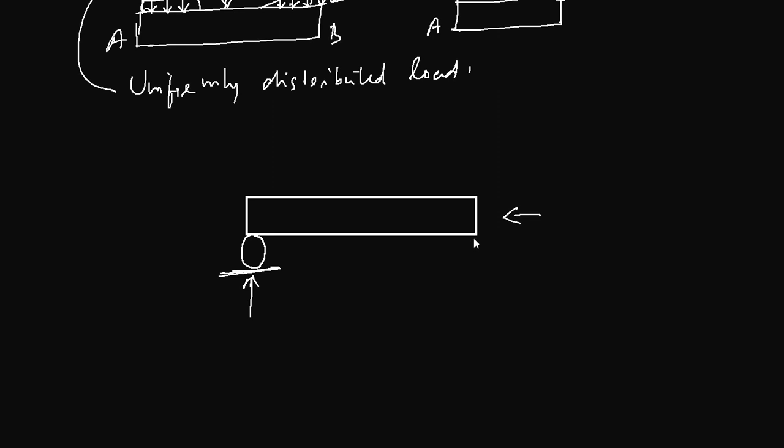And in some other cases you will have a pin support, like this. The pin support usually offers resistance in either direction in that plane. So even if you have a load like this and like this, the support can resist both. So this is a roller support, and the second one is a pin support.